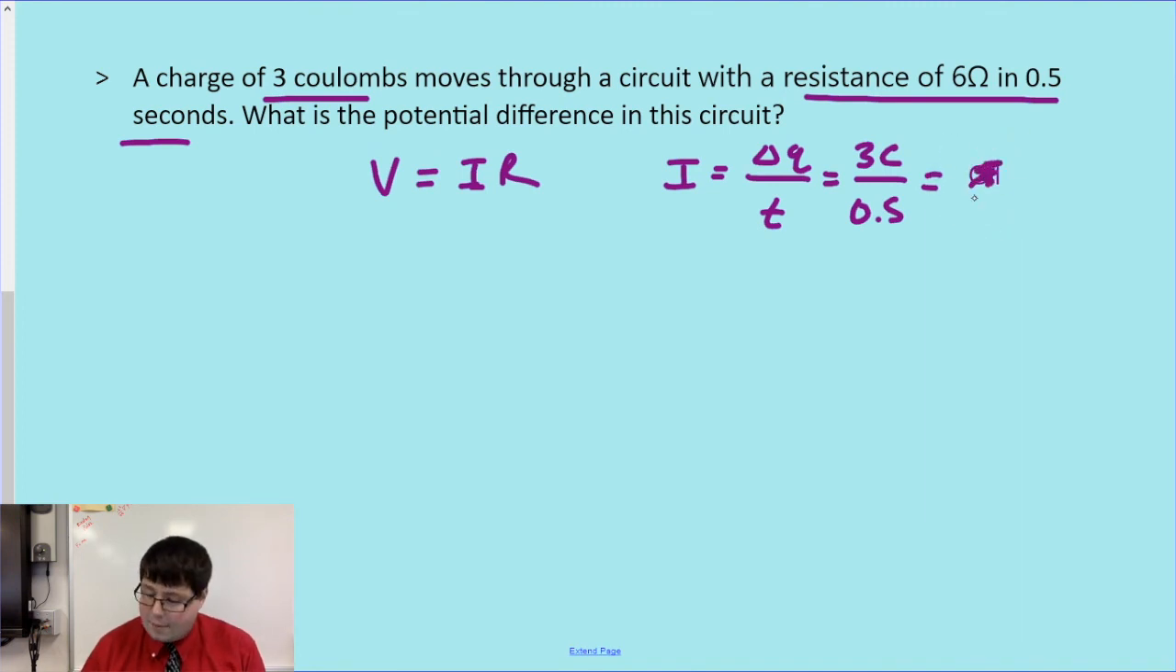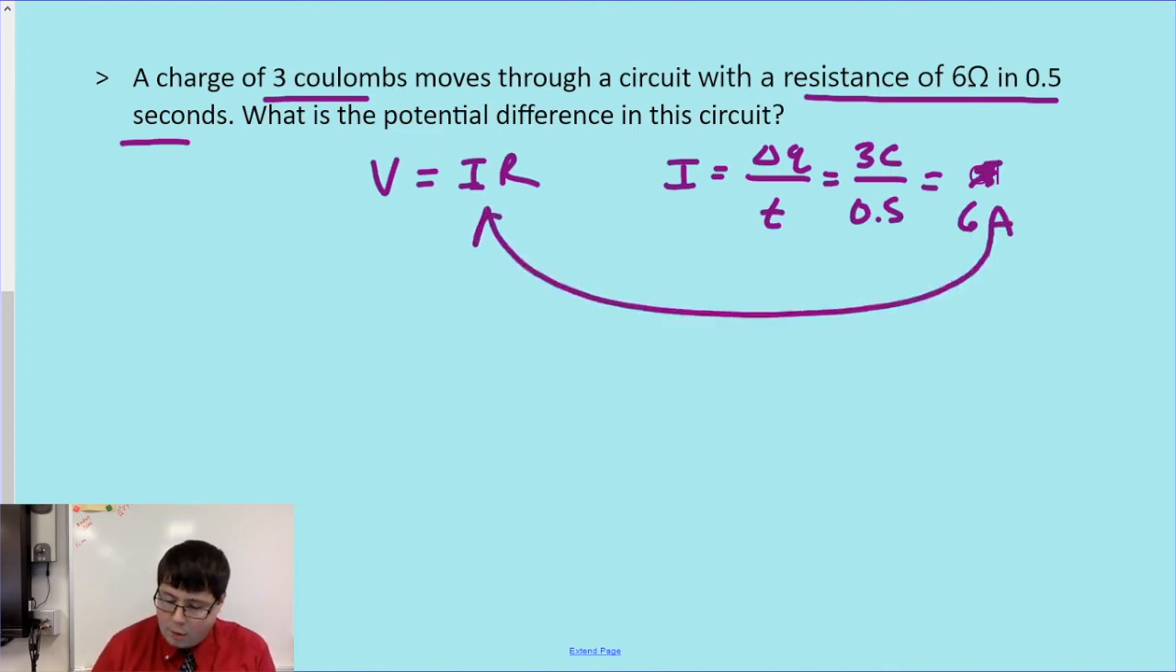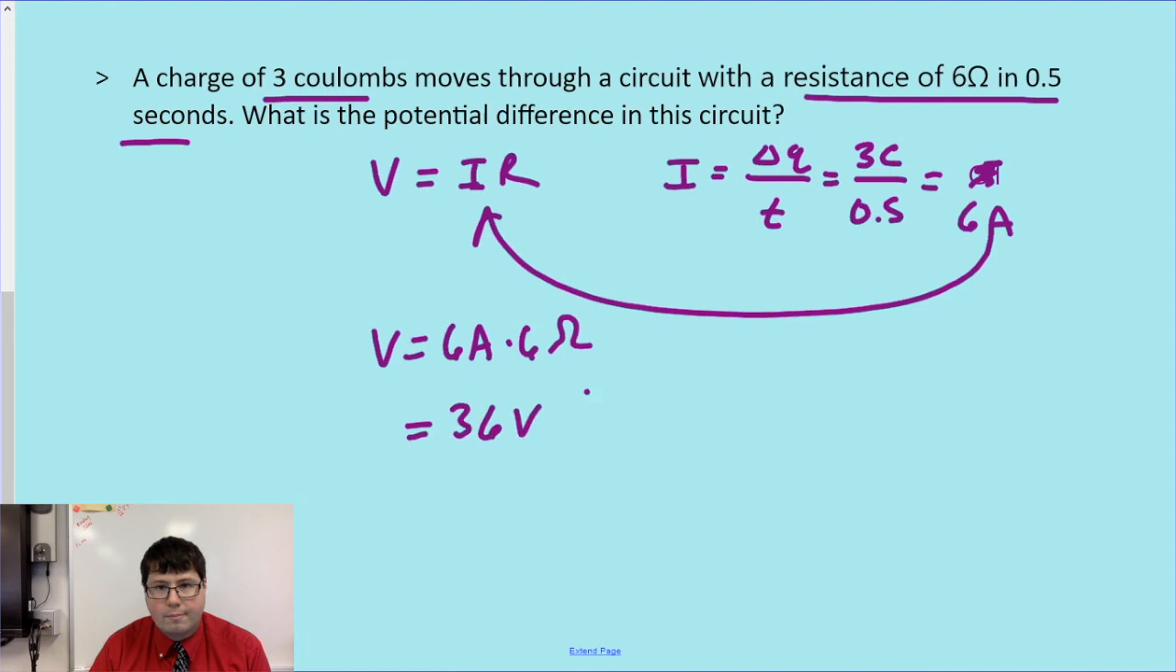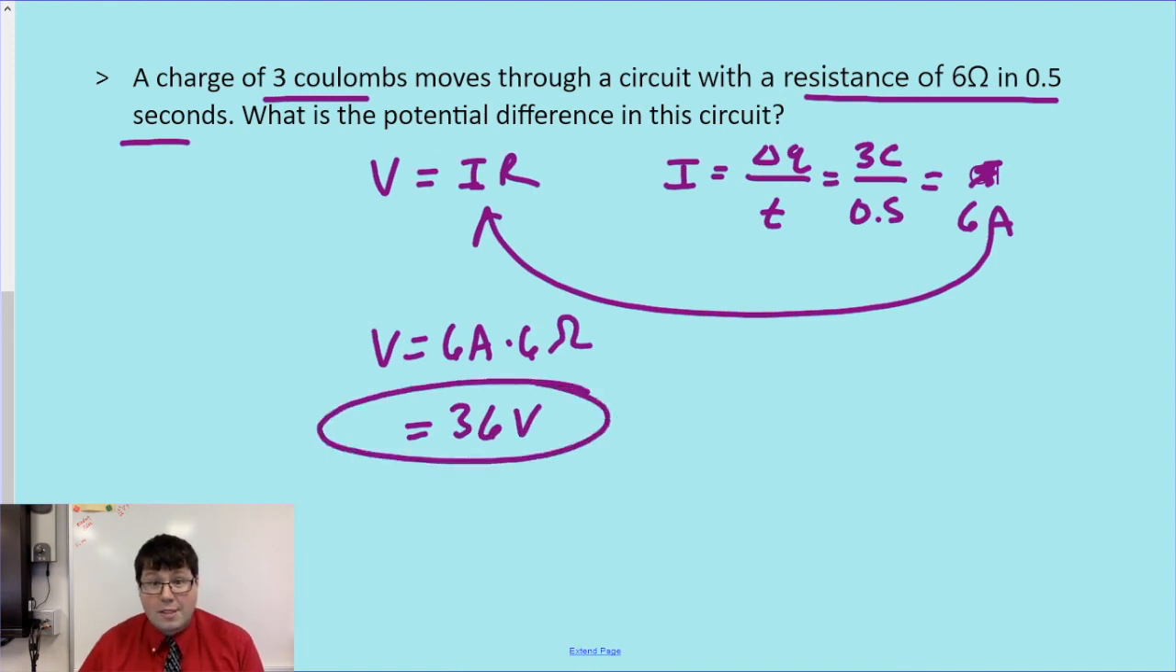Once I have that 6 amps, go ahead, plug that in over here in V equals IR. I know that my current is 6 amps, my resistance is 6 ohms, so my electric potential difference must be 36 volts. Okay, folks, that's resistance and Ohm's law.